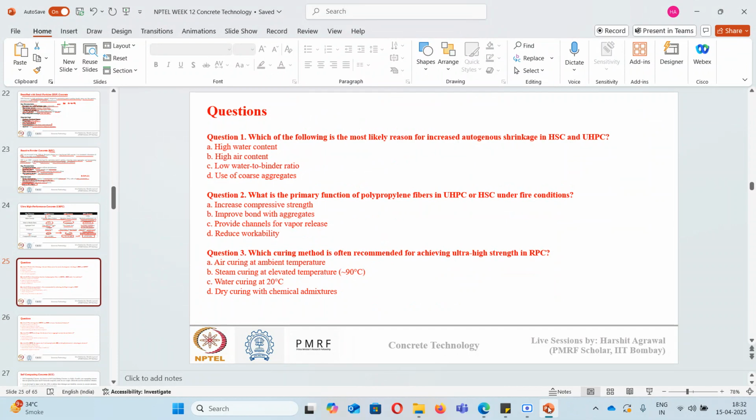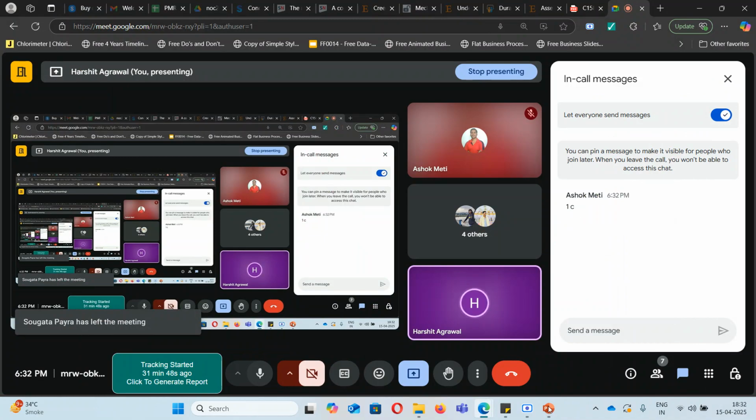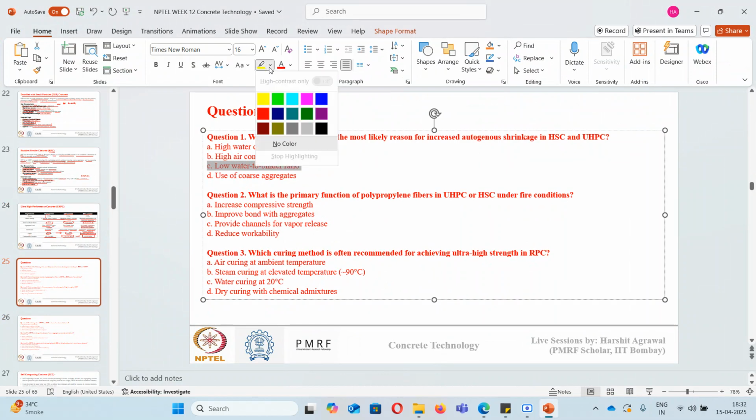So we saw autogenous shrinkage. It is due to the chemical reaction between the cement and the water, which leads to a decrease in the volume of the hydration product compared to the unhydrated product. Okay, so this question is very simple. Yes, the correct answer will be C: use of low water to binder ratio. Okay, so this we have already discussed just a couple of slides back.